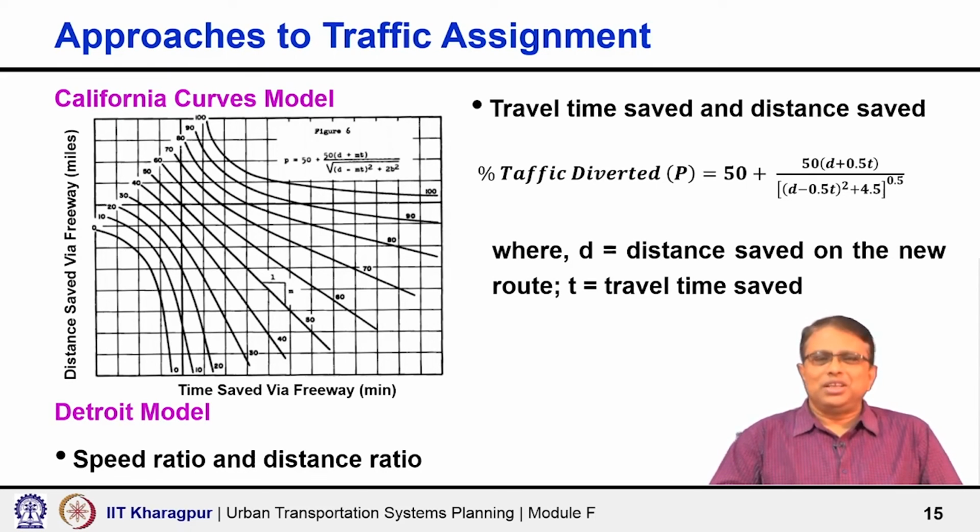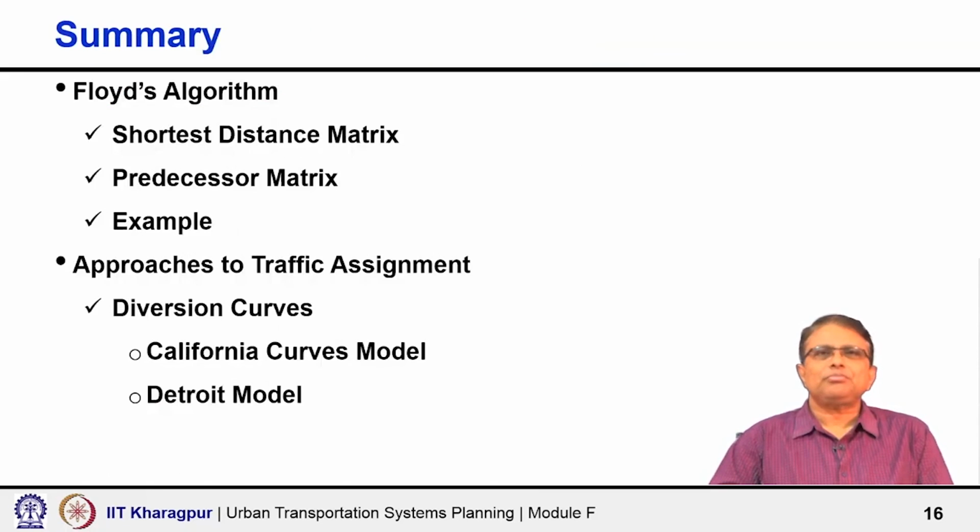Similarly, the Detroit model is another model which takes speed ratio and distance ratio. So, if you know the speed ratio and the distance ratio, you can find out from the diversion curves how much will be the shift of traffic to the new or proposed route. Okay. So, in this lecture we discussed Floyd's algorithm.